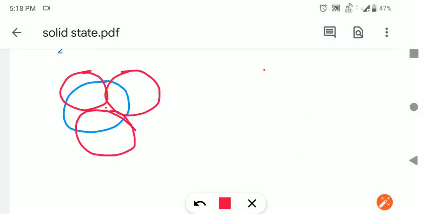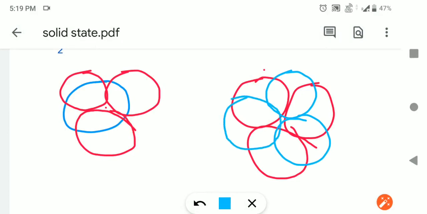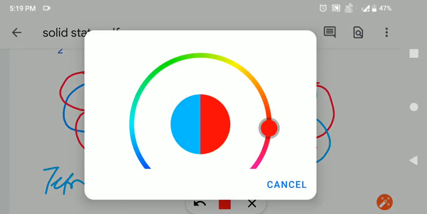And in the second pattern, when 3 voids are here, and again you put three spheres here, then what did you observe? Then this void is as it is. This is not covered by any sphere. So there are two types of void originated here. This type of void is known as tetrahedral void. This is known as tetrahedral, and this is known as octahedral.